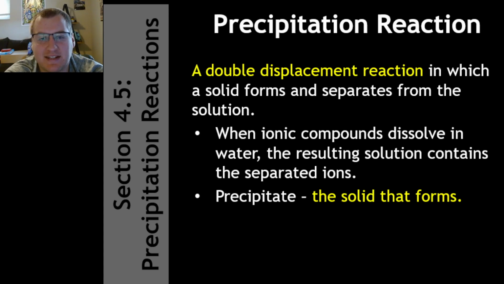And it's kind of weird to see that happen, because where did that solid come from? Well, it's coming from the chemical reaction occurring. When ionic compounds dissolve in water, the resulting solution contains the separated ions. Precipitate is just a fancy word for whatever solid is formed in a reaction.